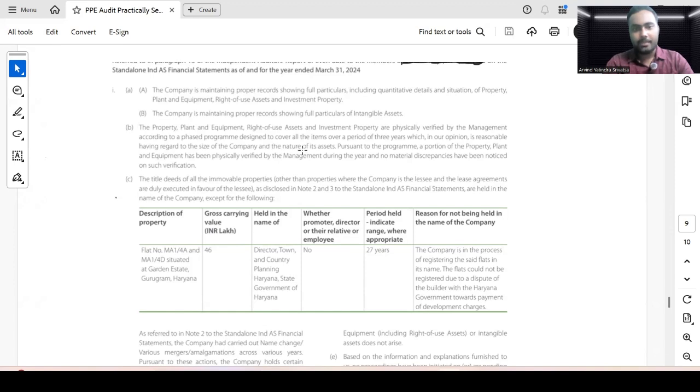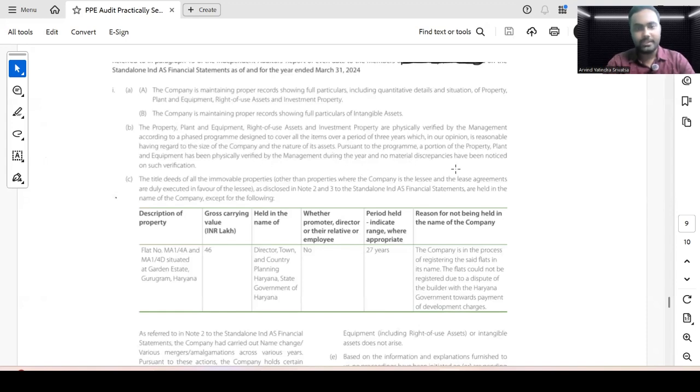Then the property, plant, equipment, right of use assets, and investment property are physically verified by the management according to a phased program designed to cover all the items over a period of 3 years. So, guys, if you look at the CARO guidance note, it says that the assets have to be covered over a period of 3 years. However, the entity can also cover it on an annual basis. The 3 years is just a suggestive time frame given by the CARO reporting framework. The entity can also choose to cover it biannually or even once in 2 years. That is perfectly fine.